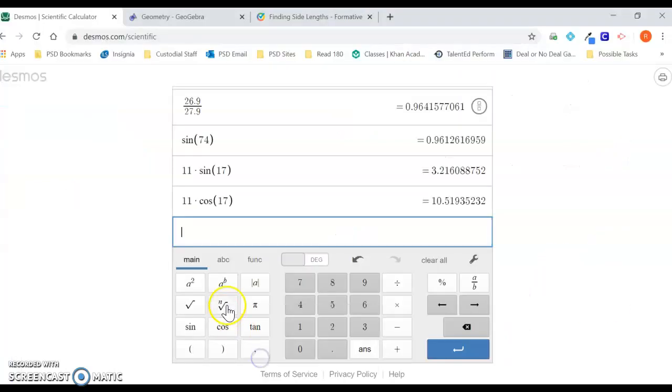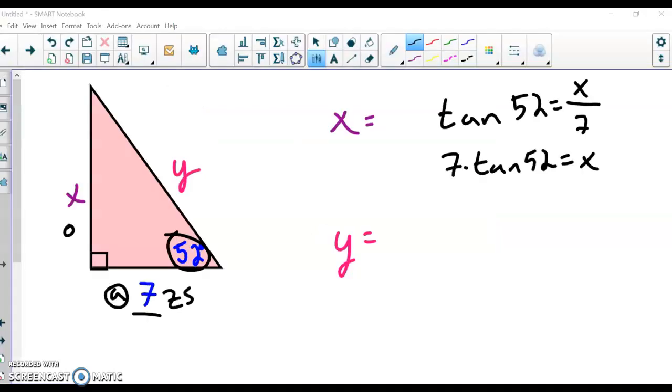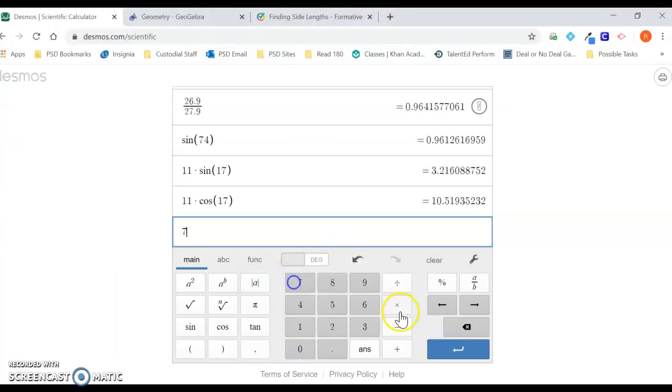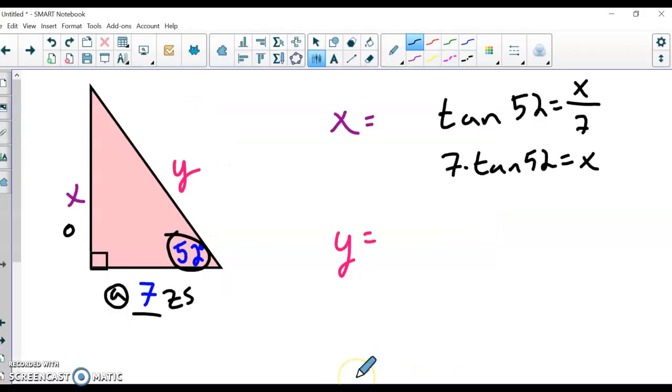Go over to my Desmos, and I'm going to say 7 times the tangent of 52 equals 8.95. That 5 rounds that up. So if I think about that as an 8.95, it's going to round up to 9.0. So I'm going to come over here and say 9.0 equals my x.